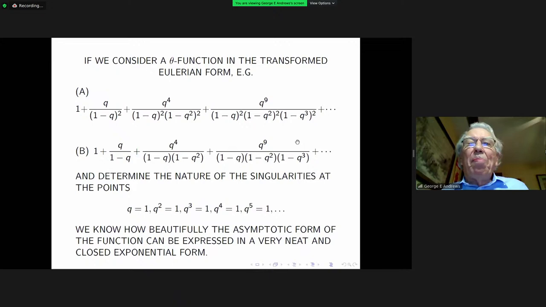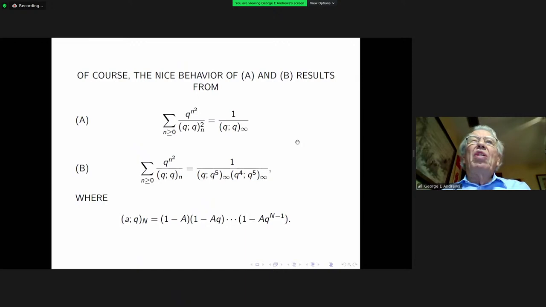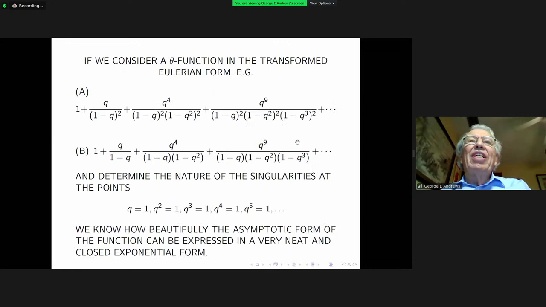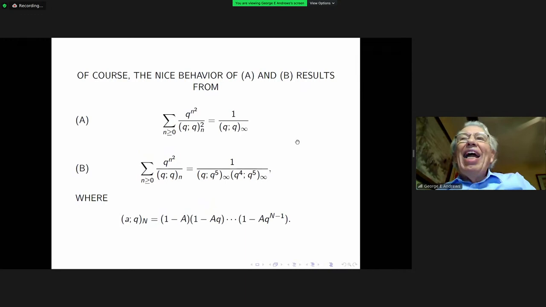And he remarks that we know how beautifully the asymptotic form of these functions can be expressed in very neat closed exponential form. And the reason for that is if you rewrite A and B succinctly, as I've done here, where the notation is the standard q notation for these finite q-Pochhammer symbols, then the first series A, namely the thing that you see at the top of the screen there, and B, which I have written out more extensively here, the A is equal to the generating function for p(n), the number of partitions of n. It's effectively, modulo a multiplier, the reciprocal of the Dedekind eta function.